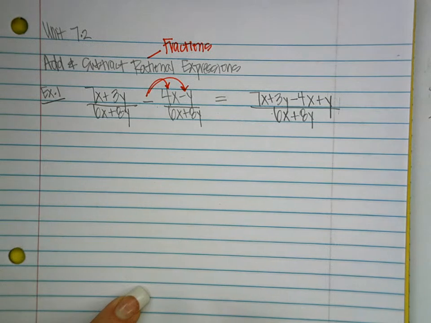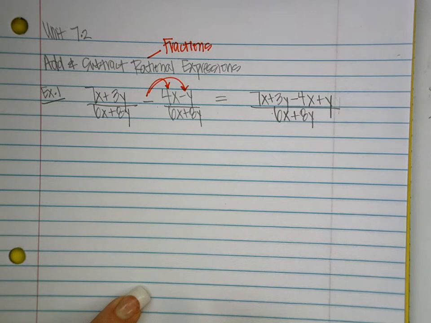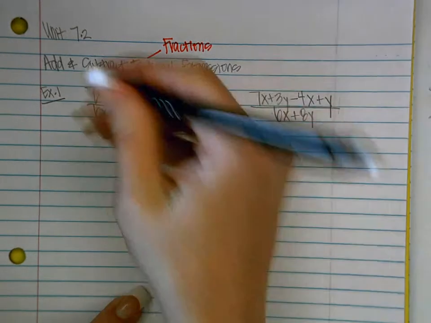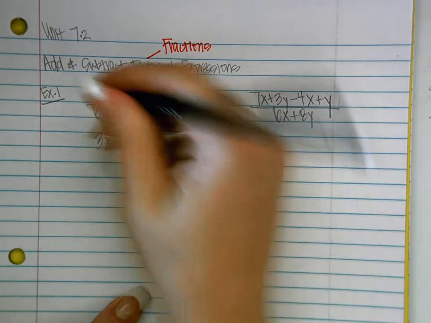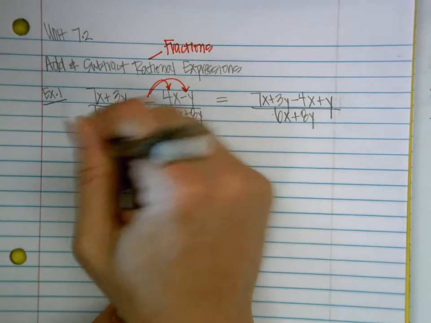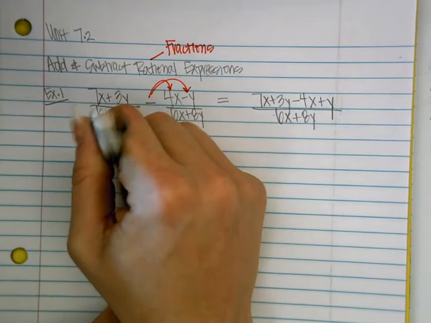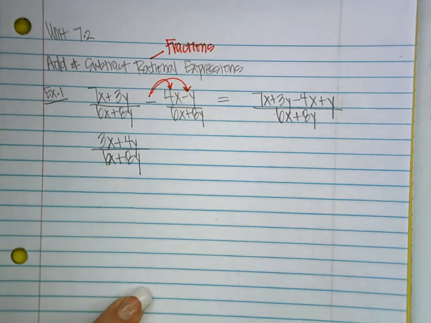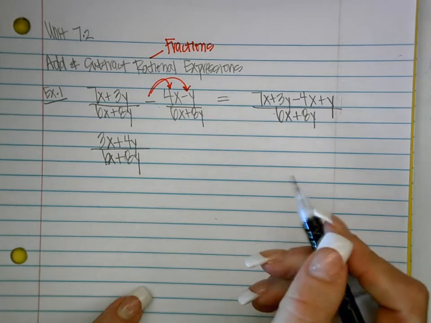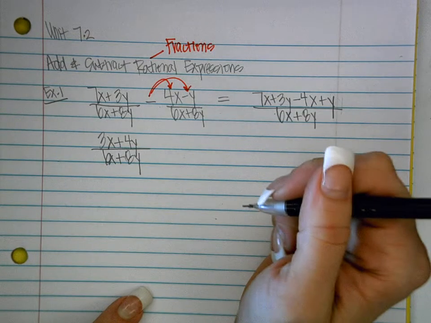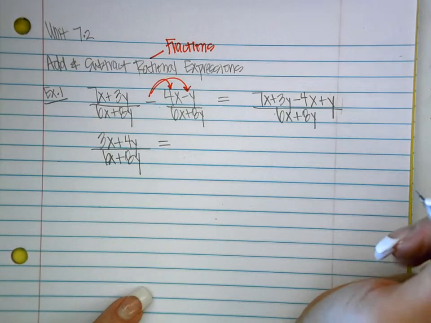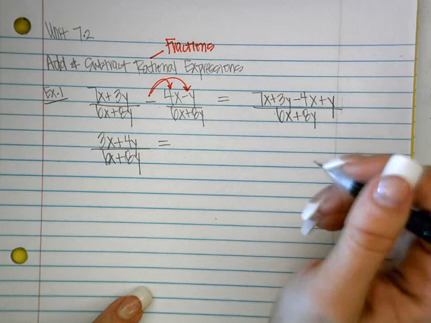So what's 7x minus 4x? 7x minus 4x gives you 3x. 3y plus 1y is plus 4y over 6x plus 8y. Then we're right back to what we did in 7.1. What do I have to do to see if I can simplify that? Factor and reduce if you can.